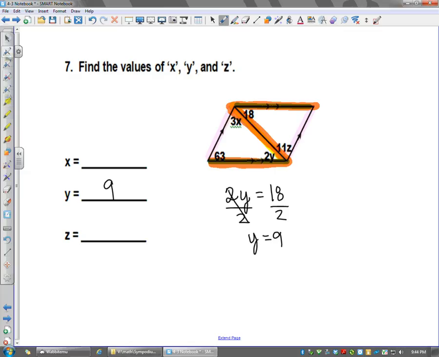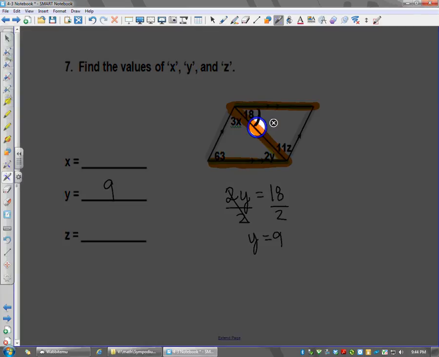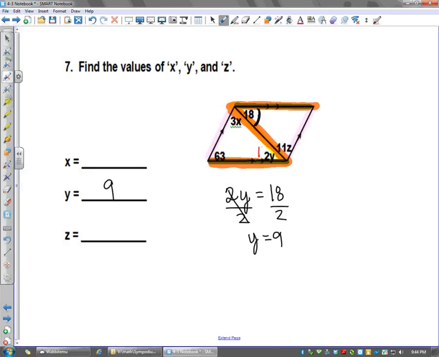Now this is a pretty tough problem. If this angle is 18, that also means that this angle is 18 as well. Oh, sorry. We're going to take a different route here. Well, actually, we do need to know that. All right. So this is also going to be 18. Okay.